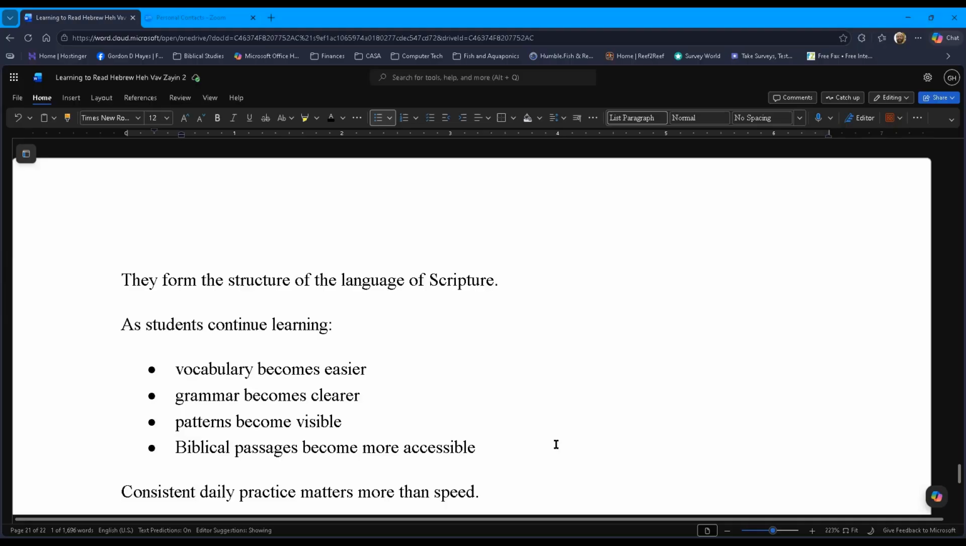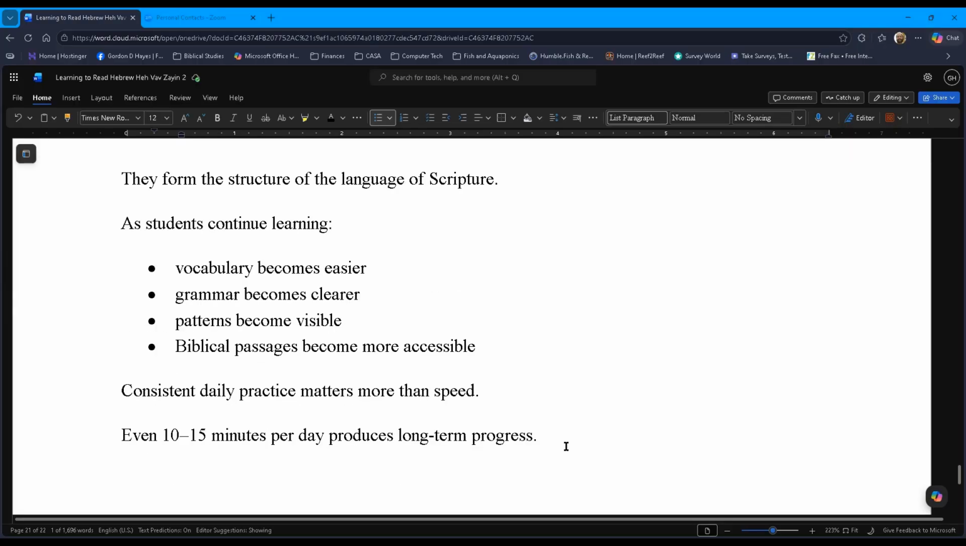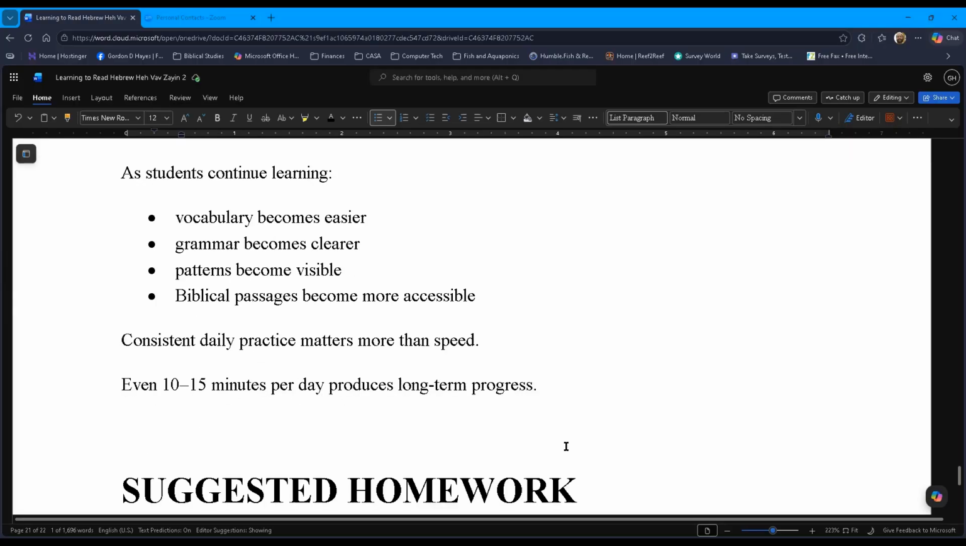You know, the psalmist says, show me in your word, and I'm paraphrasing this, show me in your word magnificent things. Consistent daily practice matters more than speed. Don't try to do it fast. Just 10 to 15 minutes a day. That's all it takes to build a good foundation. And when we have a solid foundation, we'll build a good house.